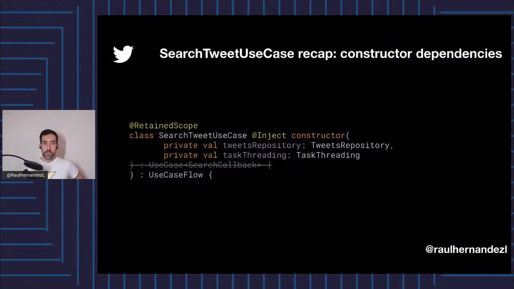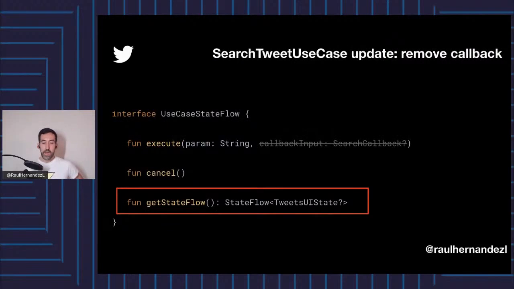So let's start. In the search tweet use case, I passed a repository and task threading. This doesn't change, but now we don't need to use the same use case interface contract because we're going to use something different. We're going to use the use case flow. And this is composed basically by the same methods, but change in execute, because we don't need the callback anymore. And also we need to expose the StateFlow.